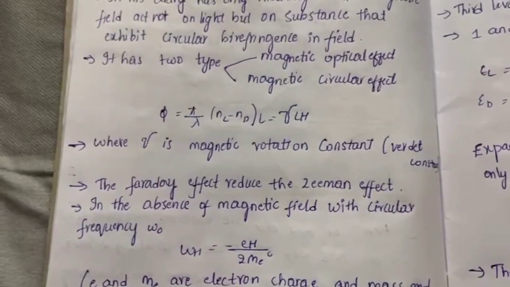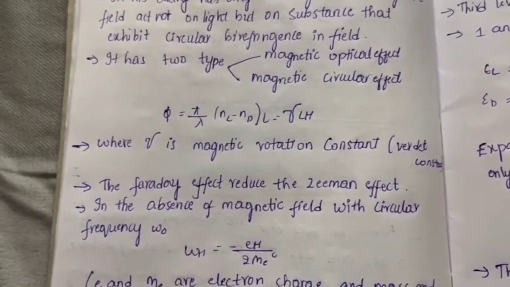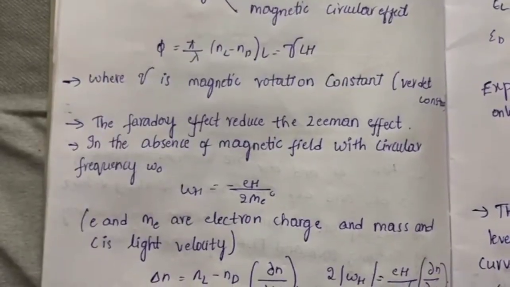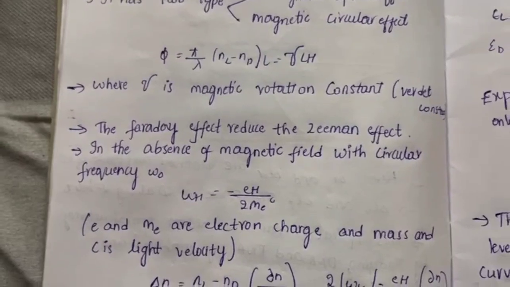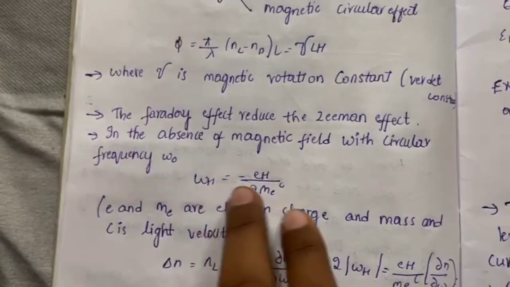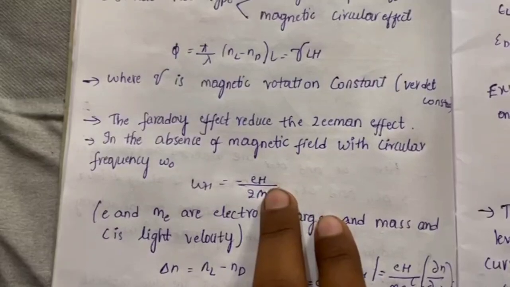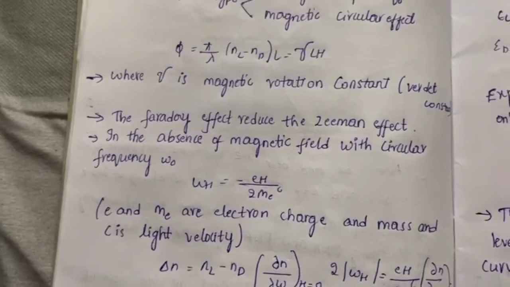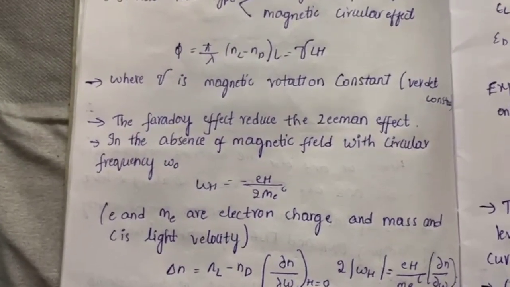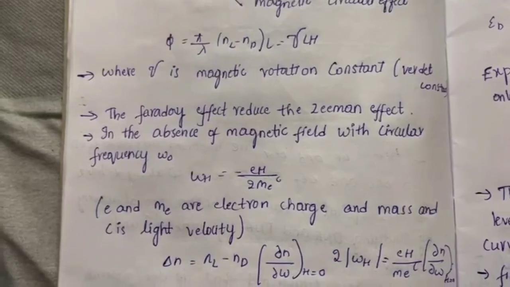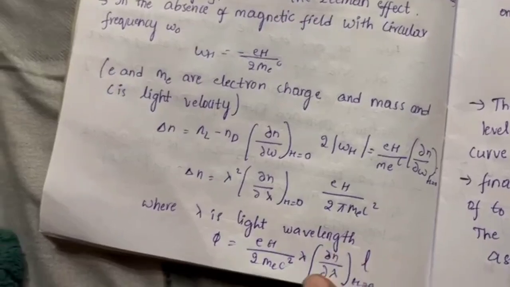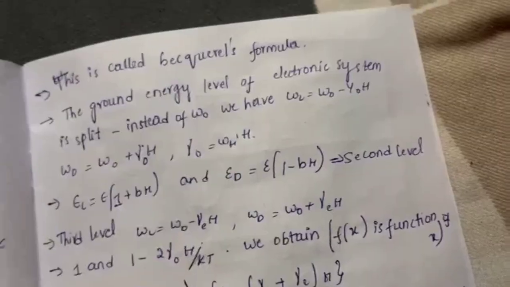The Faraday effect reduces the Zeeman effect. In the absence of a magnetic field, with circular frequency, where angular frequency naught is equal to, we get angular frequency H is equal to minus eH by 2mc, where e and m are electronic charge and mass. C is the light velocity. So we get these equations, where lambda is the light wavelength. So we get this equation by that. Next, this is called Becquerel's formula.